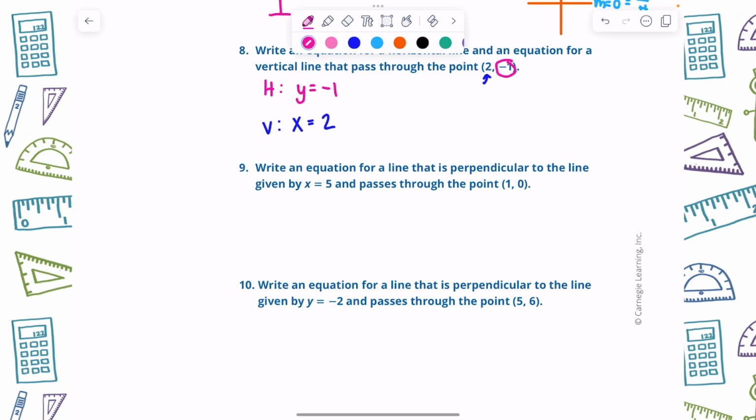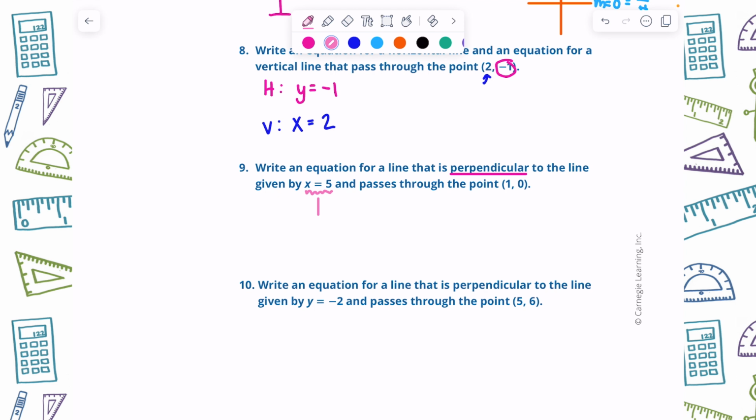Number 9 says write an equation for a line that is perpendicular to the line given by x equals 5 and passes through the point (1, 0). So we want an equation for a line that is perpendicular to the line given by x equals 5. If we think about the line x equals 5, since it's x equals a number, we know that has to be a vertical line. So that is a line that's straight up and down.